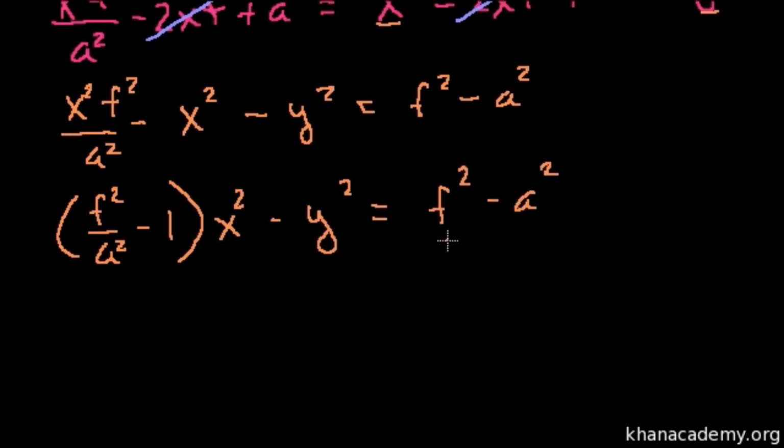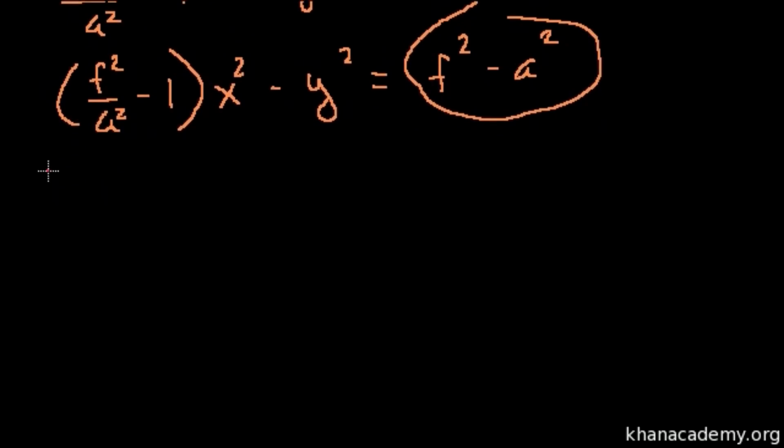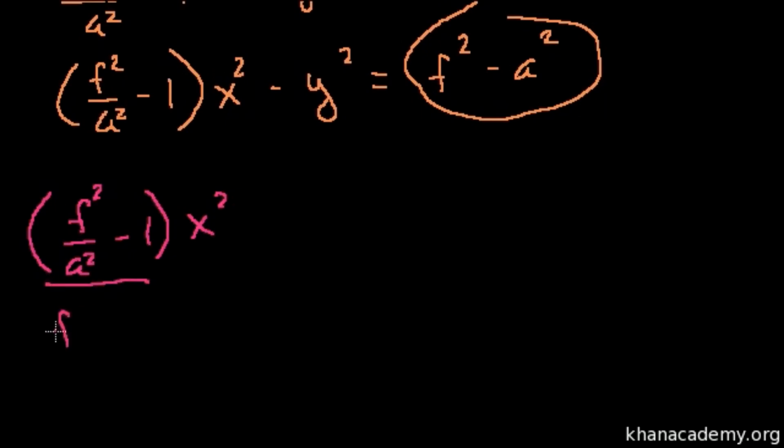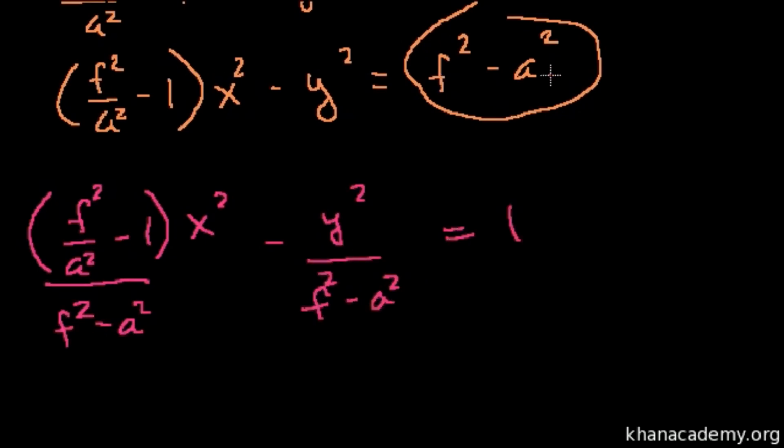And let's see, let's divide both sides of the equation by this expression right there. And we get, and this should start to look familiar, we get f squared over a squared minus 1 x squared divided by f squared minus a squared minus y squared over f squared minus a squared is equal to 1, right? I divided both sides by this, so I just get a 1 on this right-hand side. Let's see if I can simplify this.